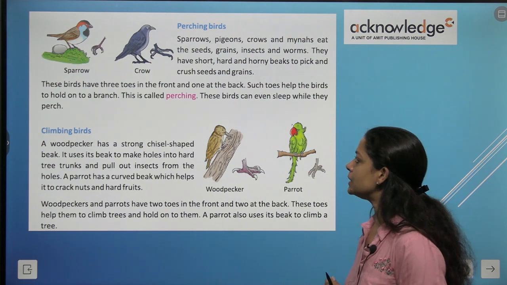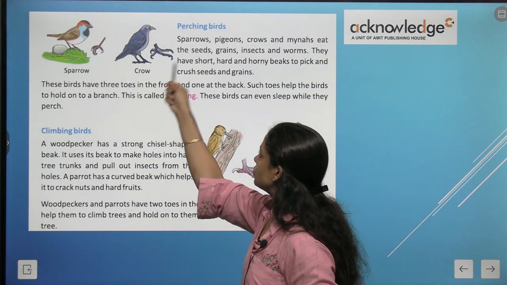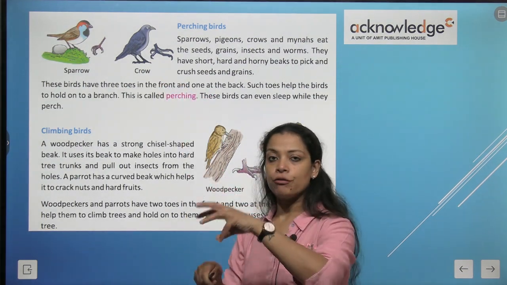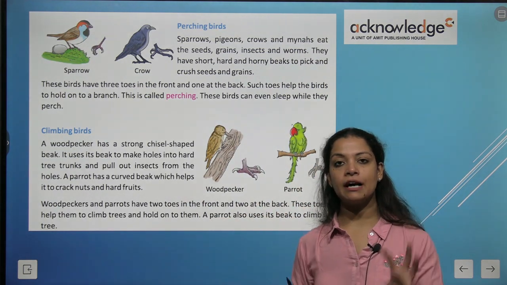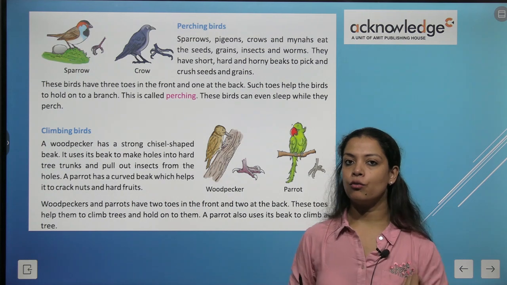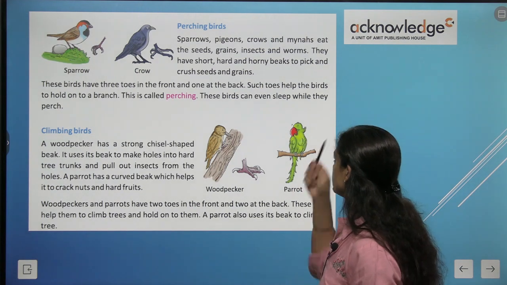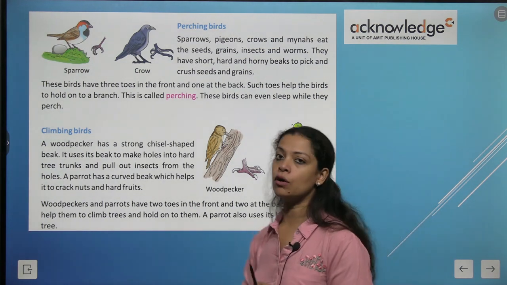These birds have 3 toes in the front. इनके जो toes होते हैं, they have 1, 2, 3. Front में they have 3 toes and 1 at the back. So basically they have 4 toes, 3 at the front, 4th one at the back. Such toes help the bird to hold onto a branch.